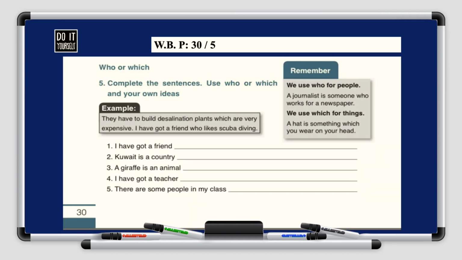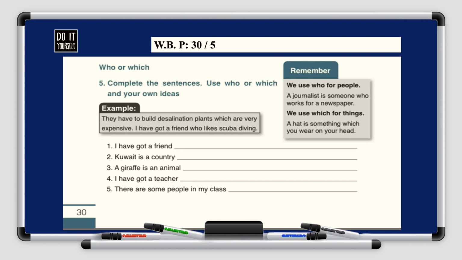Now let's move on to your workbook. You can do page 30, exercise 5. Complete the sentences. Use who or which and your own ideas. Remember, we use who for people, a journalist is someone who works for a newspaper, and we use which for things. A hat is something which you wear on your head. Examples, they have to build desalination plants which are very expensive. I have got a friend who likes scuba diving.